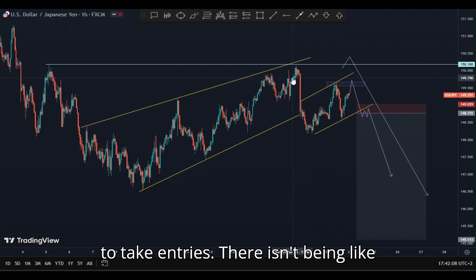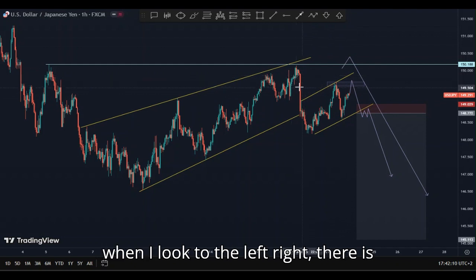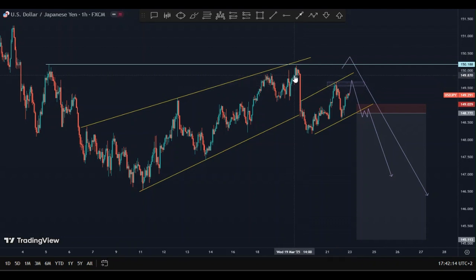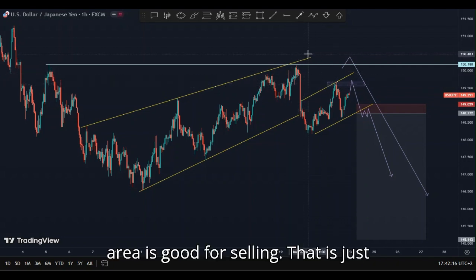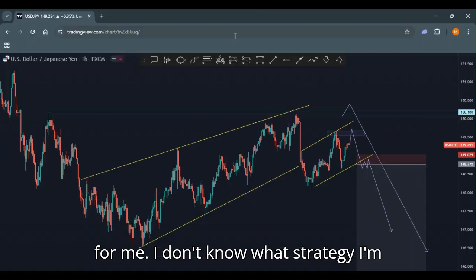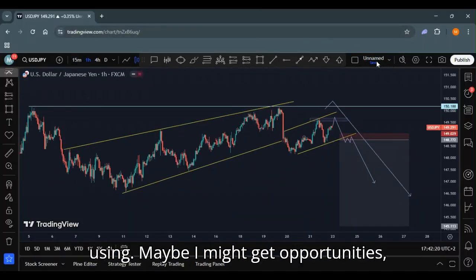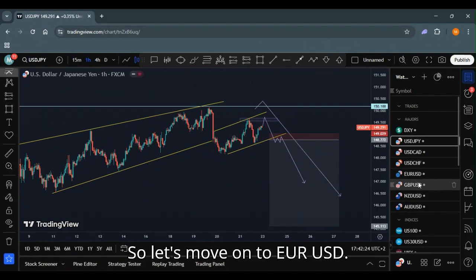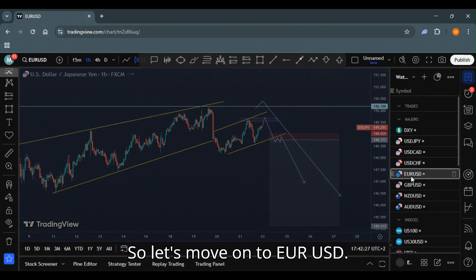The reason being, when I look to the left, there is nothing here that is telling me that this area is good for selling. That is just for me. I don't know what strategy you're using. Maybe you might get opportunities, but for me, I'll not be taking entries. So let's move on to Euro USD.